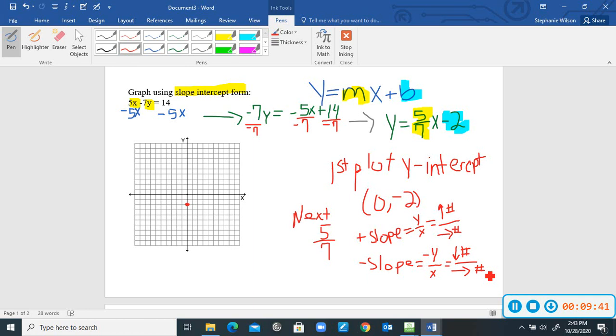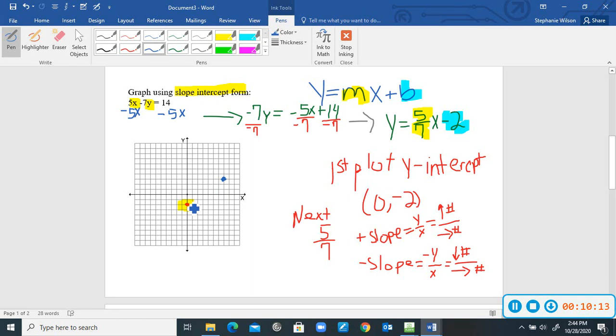So to plot the slope, we go right over here to the y-intercept, and I'm going to start there, and the slope is 5 for y, and it's positive, so I'm going to go up 1, 2, 3, 4, 5 places. Then once I'm there, I'm going to look at my x value, and I'm going to go to the right, and it's 7. So we're going to go 1, 2, 3, 4, 5, 6, 7, and plot it.